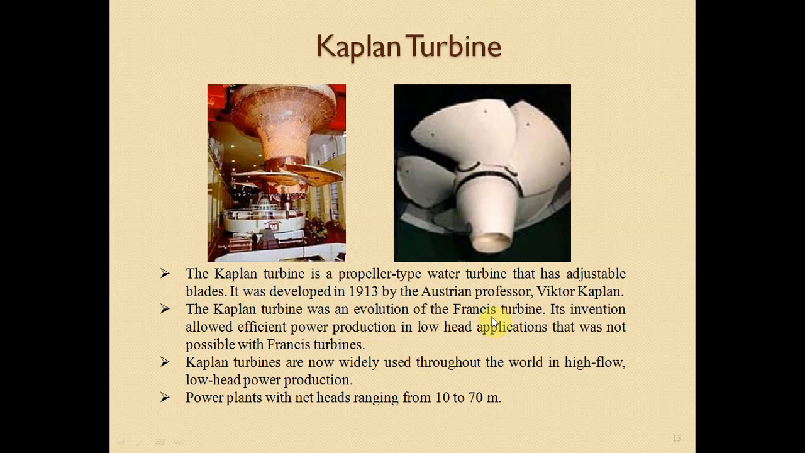evolved from the Francis turbine. Its invention allowed efficient power production in low head applications that was not possible with the Francis turbine. Kaplan turbines are now widely used throughout the world in high flow, low head power production. Power plants with net heads ranging from 10 to 17 meters can use a Kaplan turbine.